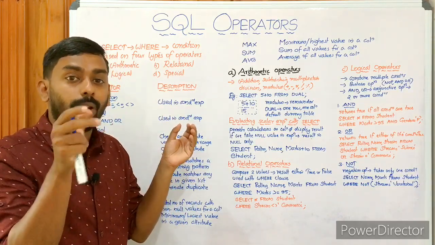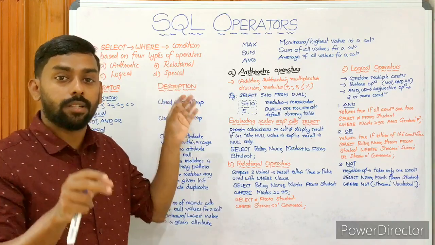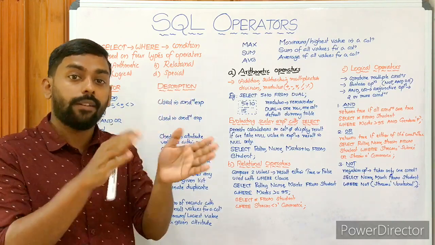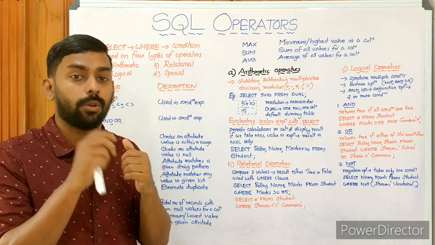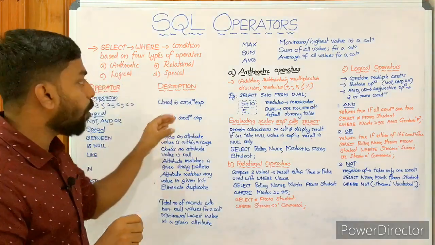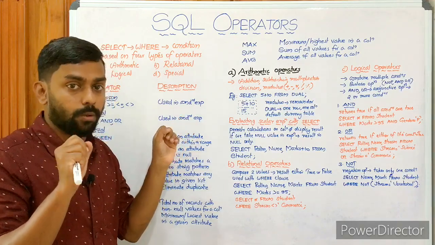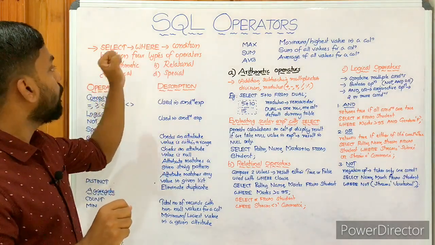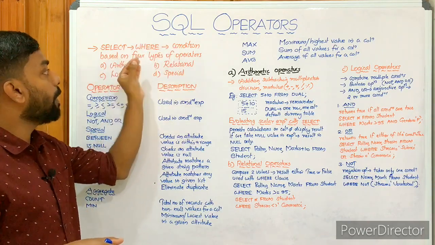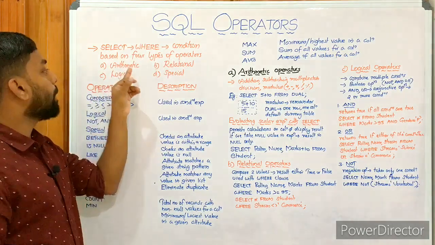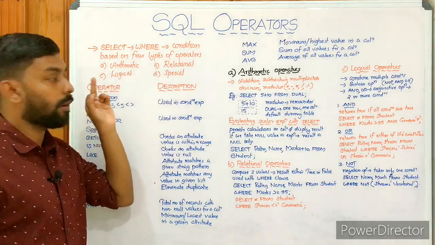So why is the where clause special here? Because all the conditions, all these operators, are given just after the where clause. The where clause is used to give a condition, you know that, right? So all these operators are applied after the where clause, based on four types of operators: arithmetic, relational, logical and special.